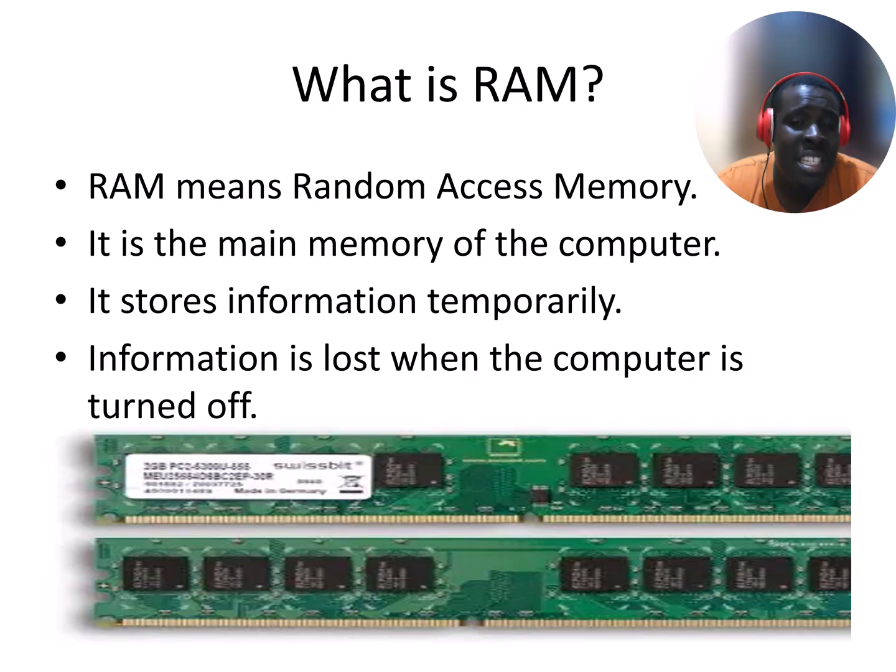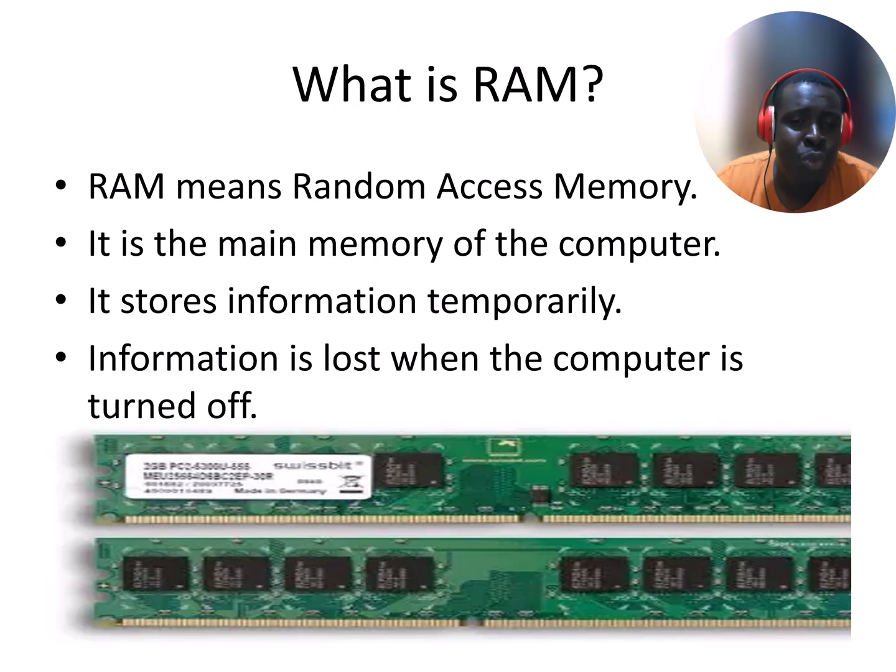Now, it stores information temporarily. It means that it can't keep information for a very long time. It just stores it for a few hours, then the information is lost. It also means that information is lost when the computer is turned off. Because it's a temporary memory, when the computer is shut down or turned off, all the information on the RAM is lost. You can't retrieve it or access it any longer so far as the computer is turned off. But if the computer is on, then the RAM will surely keep on working and working.